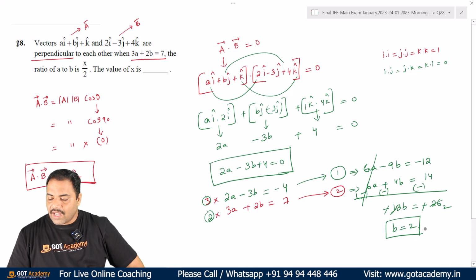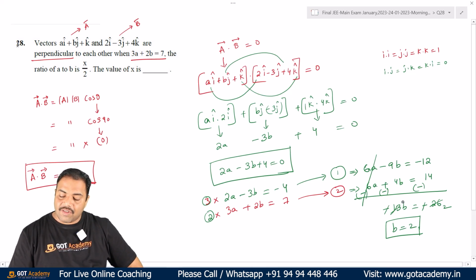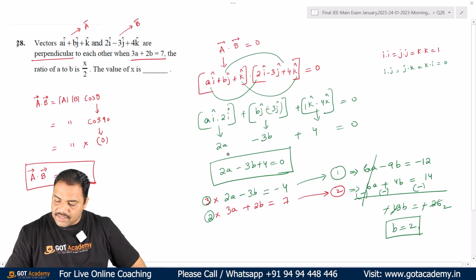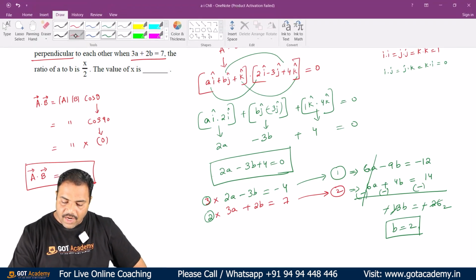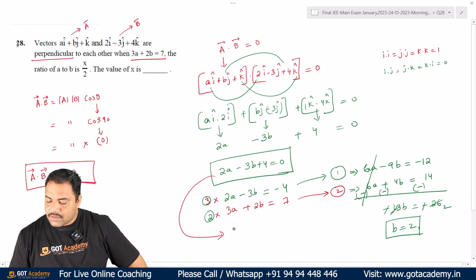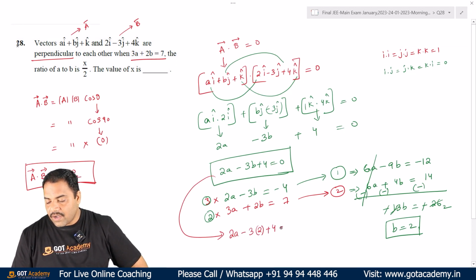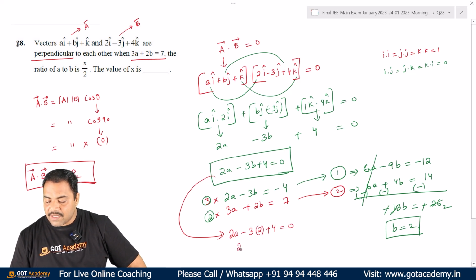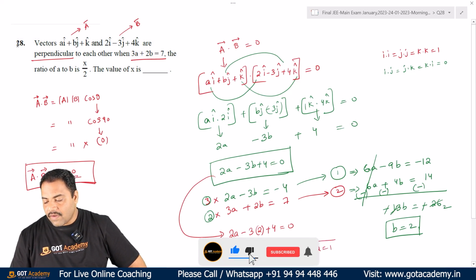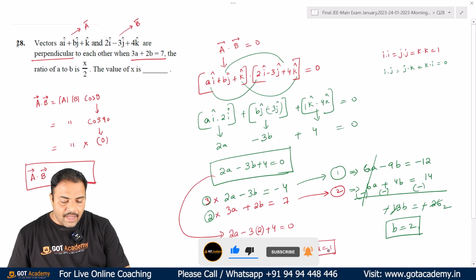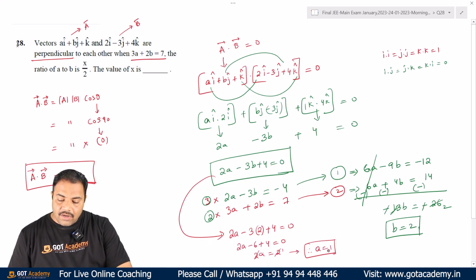Now we have to calculate a. Let us substitute this b back into any equation. Suppose I substitute in the first equation: 2a minus 3 times b, where b is 2, plus 4 equals 0. So 2a minus 6 plus 4, that is minus 6 plus 4 equals minus 2, so 2a minus 2 equals 0. So 2a equals 2, and from this, a is equal to 1. Now I have the values of a and b: a equals 1 and b equals 2.